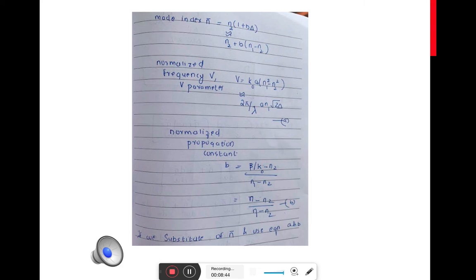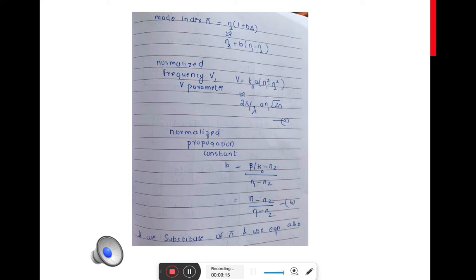Now if we substitute the values of mode index n bar, normalized frequency V parameter, and normalized propagation constant b represented by the equation, and the mode index n, we get the dispersion in terms of the total dispersion. The total dispersion D can be written as the sum of dispersion due to material dispersion and the sum of dispersion due to waveguide dispersion.